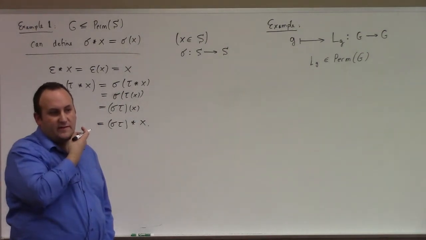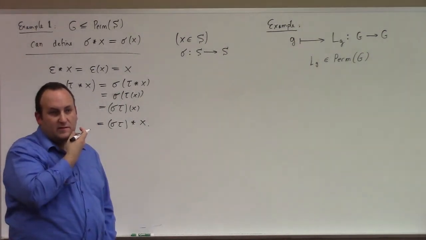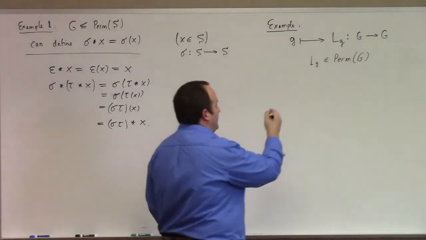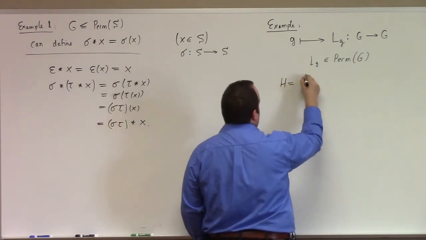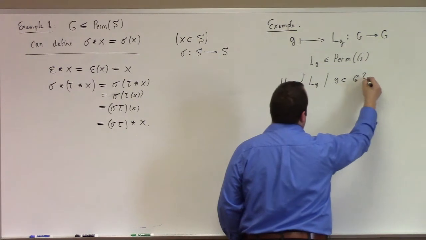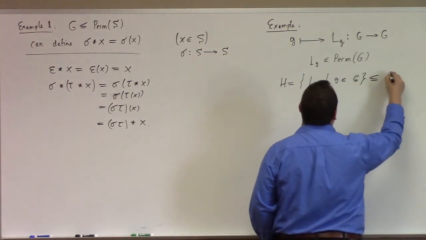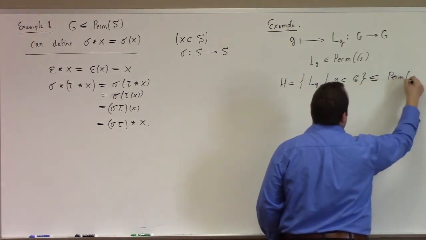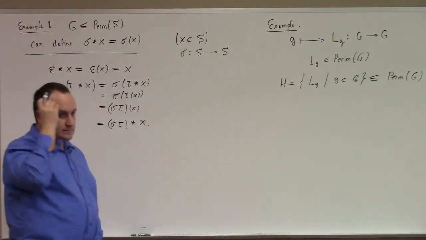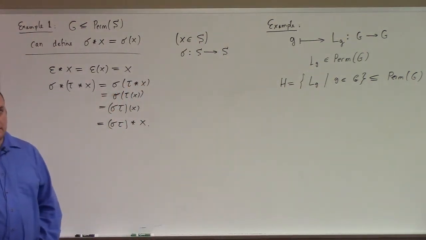And I think we have that the set of left multiplications, is it a particular subgroup of permutations on G? In other words, if I say H is equal to L_g such that g is in G, does that form a subgroup? Is this a subgroup of the permutation group on G? Let's see. It's got the identity in it, right? Because left multiplication by the identity element is the identity.